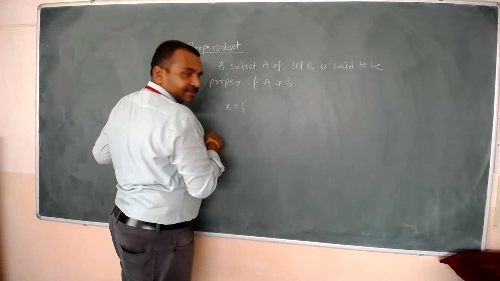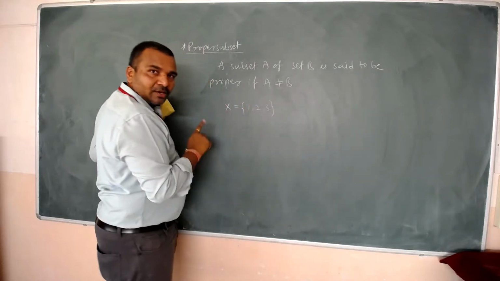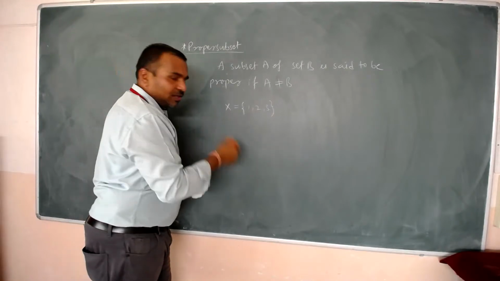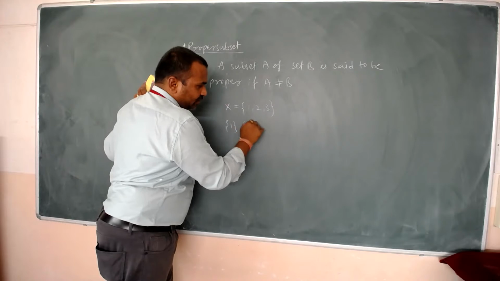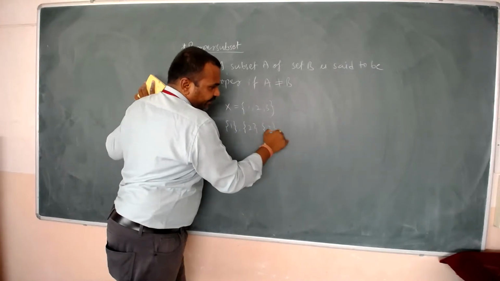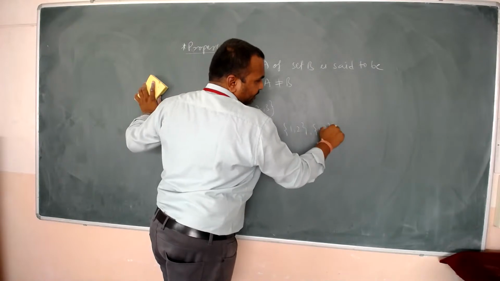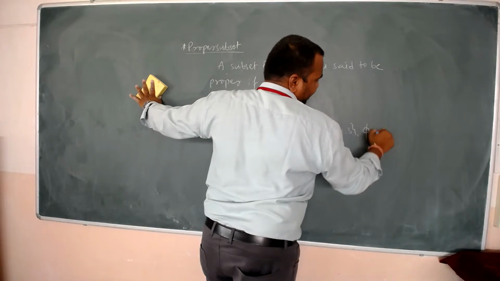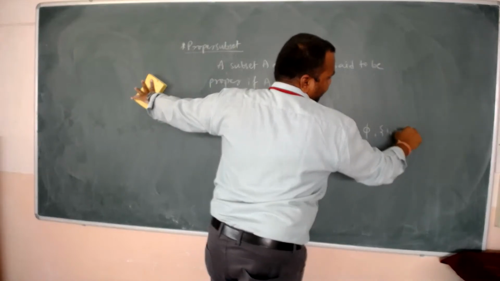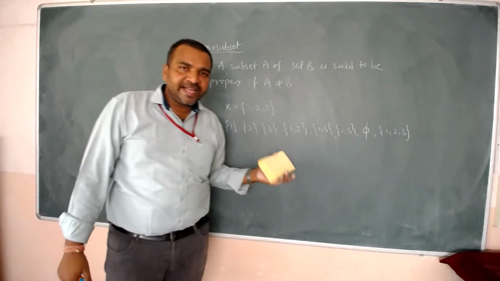Say X equal to {1, 2, 3}. Now I will write the subsets: set {1}, {2}, {3}, {1, 2}, {1, 3}, {2, 3}, the null set, and {1, 2, 3}. These are the subsets. Total how many are there? 2 power 3, that is 8 subsets are there.